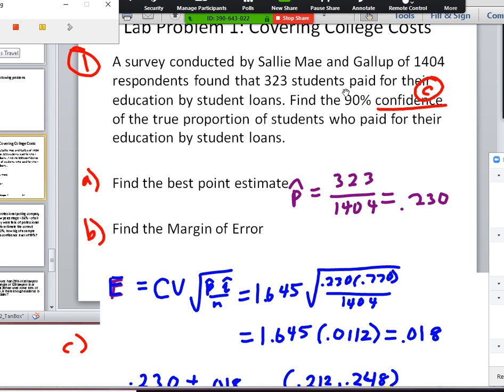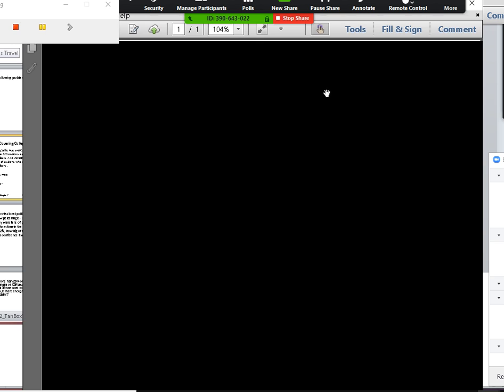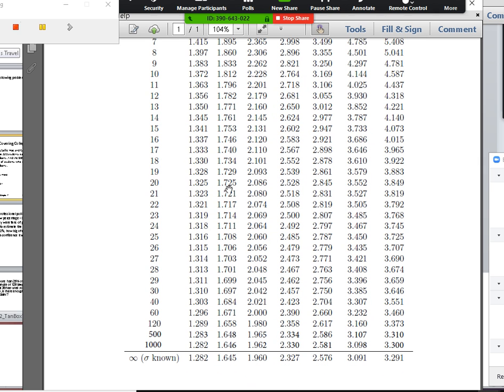Alright, so this is a 90% confidence interval. It's a proportion, so easy peasy. I'm going to go to my t-table, and it's a 90% confidence interval, so it's the second column, and it's Z. Remember, the Z table is the very bottom row. The only Z table you need for the exam is this bottom row. So it's going to be 1.645.